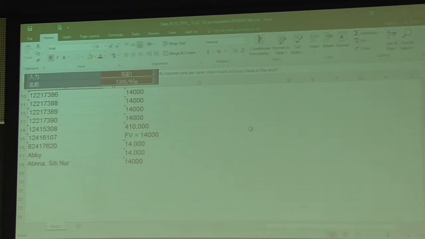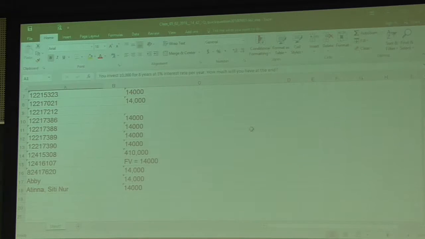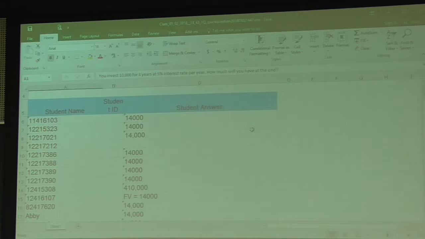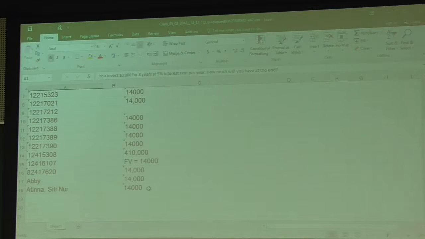Okay, let's see. Democracy, the majority answer is 14,000. There are a few that were different, but only one was different. Okay, so the democracy says, the majority rule says it's 14,000. Is that right? Yeah, that's right.